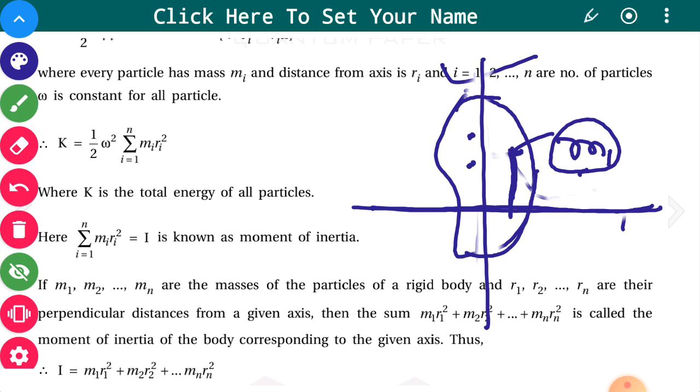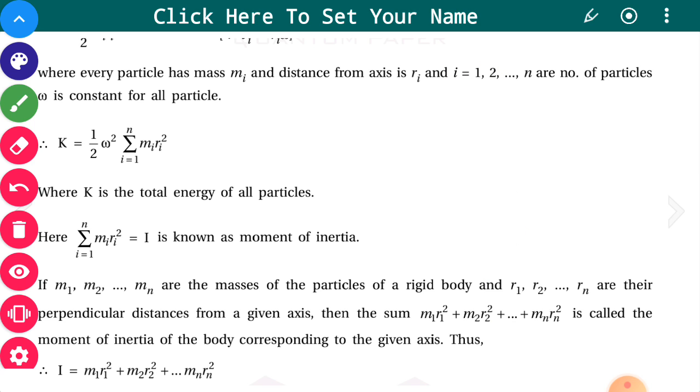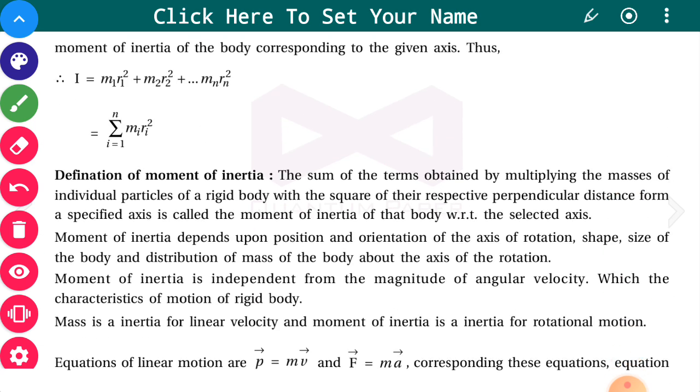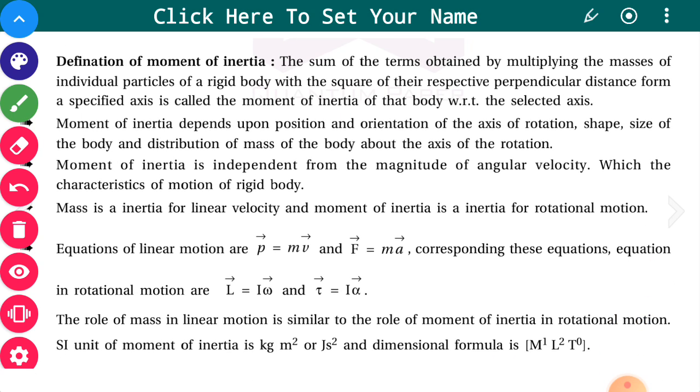Earlier this was my rotational axis, so these were the perpendicular distances. If I have this particle here, then this was the distance. Now this is my rotational axis, so now the distance of all these particles from this rotational axis is changed. Therefore moment of inertia depends on the rotational axis. Very important, that is why I have done this much clarification.